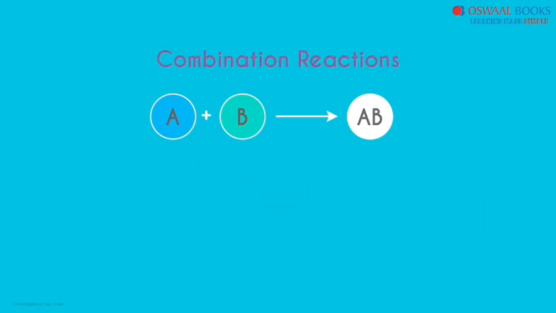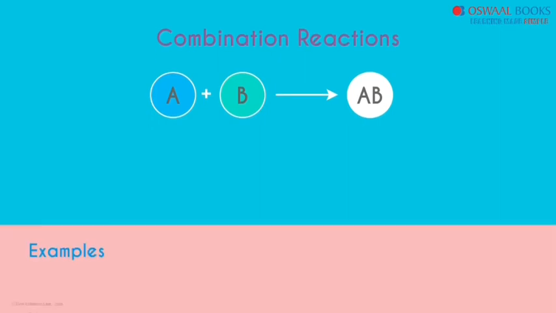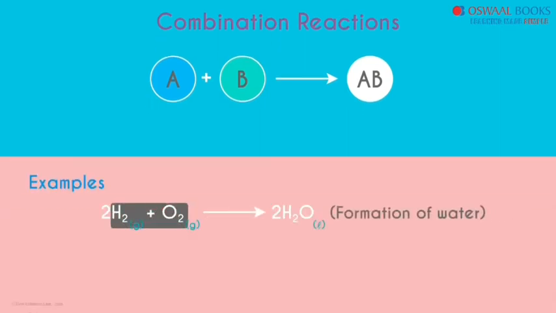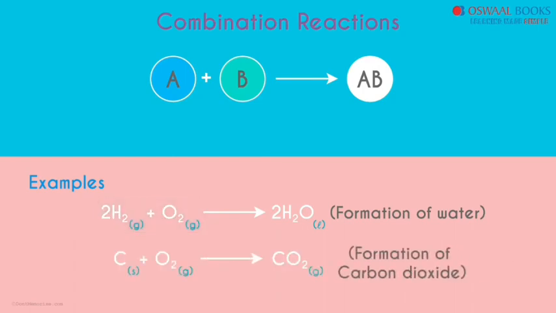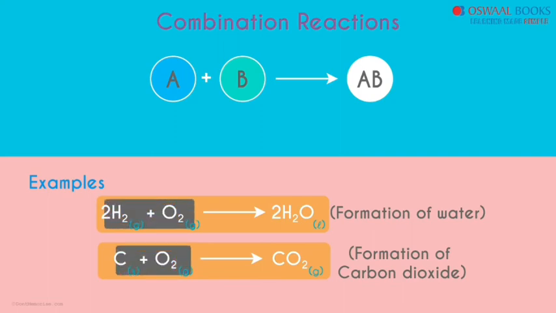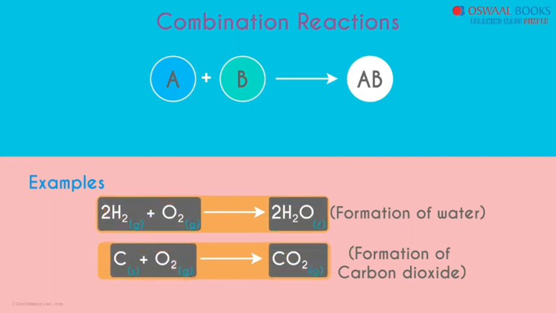The best example of a combination reaction is formation of water from hydrogen and oxygen. Even burning of coal is an example of a combination reaction. Coal uses up oxygen in the air to give out carbon dioxide. In both cases, the reactants combined to form one product.